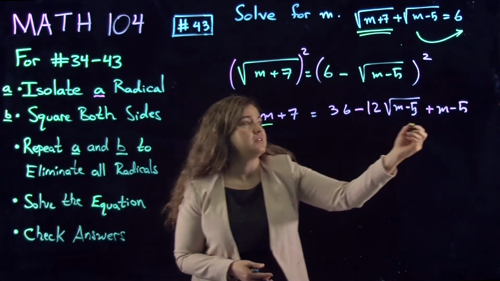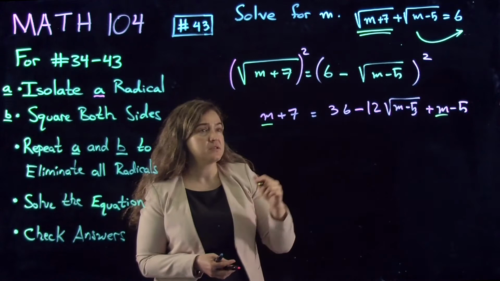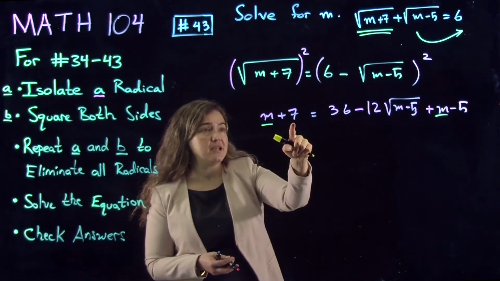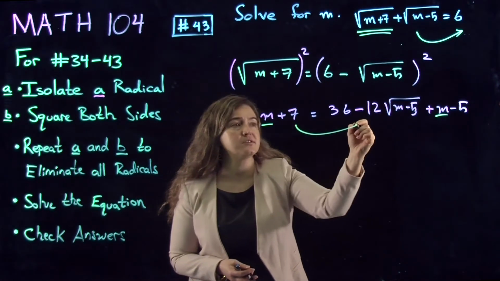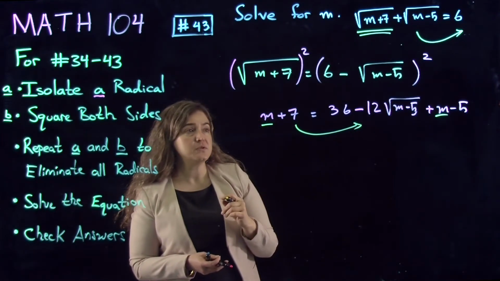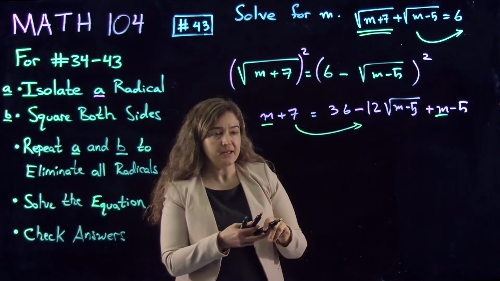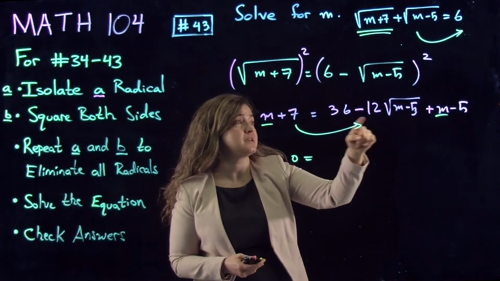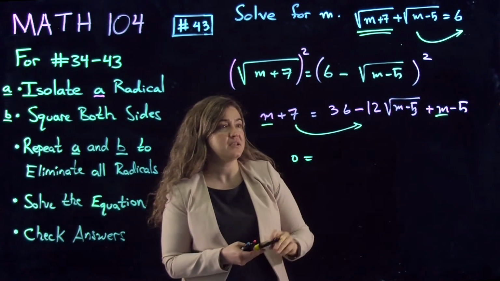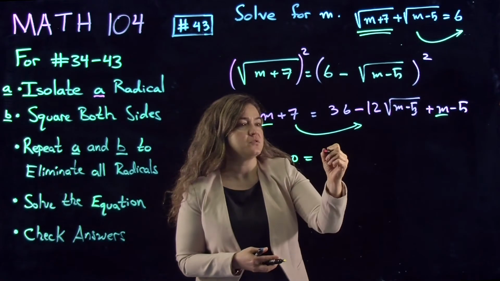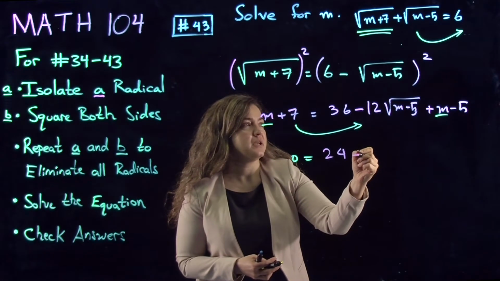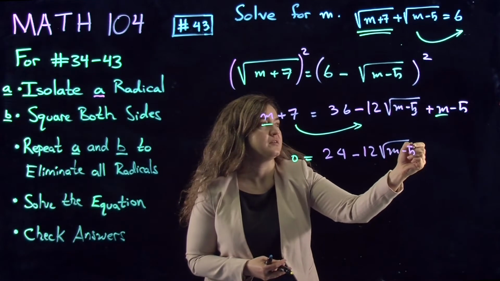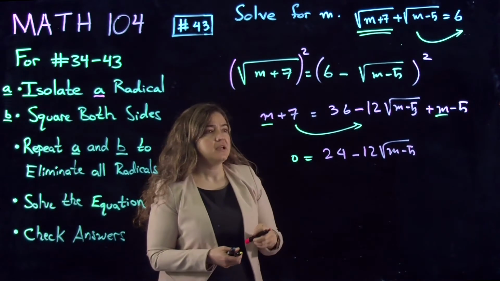I can cancel out m from both sides because there is one m here and one m over there. I want to take this value to the other side so I can set equal to 0. And so what we get out of that is 0 equal to, in which 36 minus 5 minus 7 is 24. So 24 minus 12 square root of m minus 5 is what's remaining.